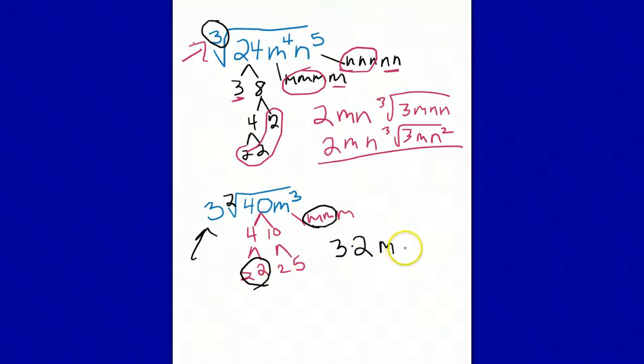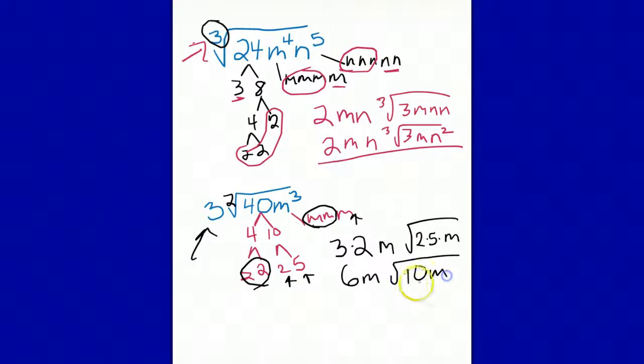That's what I have that I circled. And then I'm going to put the square root, and what's left? I have a 2, I have a 5, and I have an m. 2 times 5 times m. Now it's a matter of just multiplying stuff. So this would be 6m square root of 10m. And you're done. That's all there is to it.